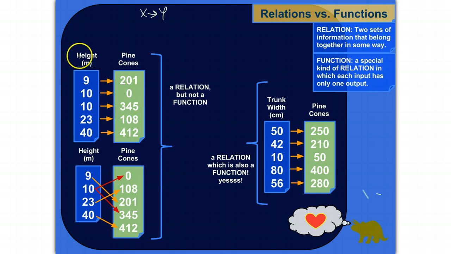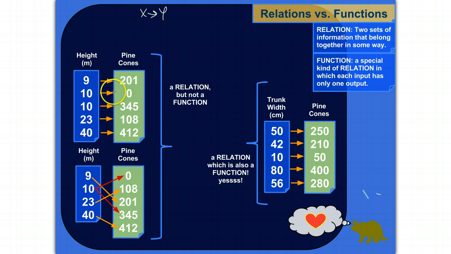We've got this set of information, and it's related to this set of information. And actually, the way it's related is the pine cones and the height all belong to the same tree. So if this tree is 9 meters high, it has this many pine cones. So I'm not writing down the number of pine cones for some random tree here. Okay, so that would be a relation.